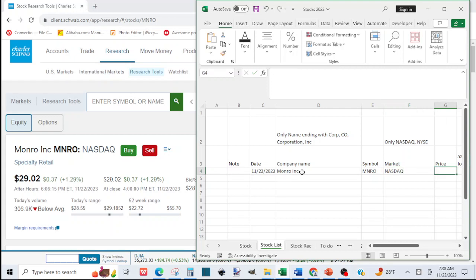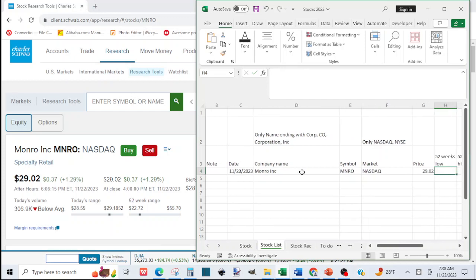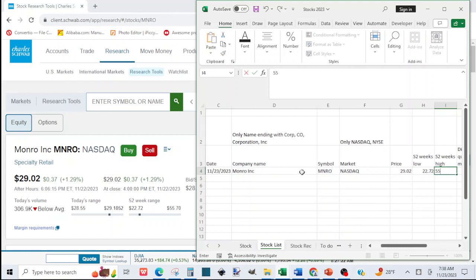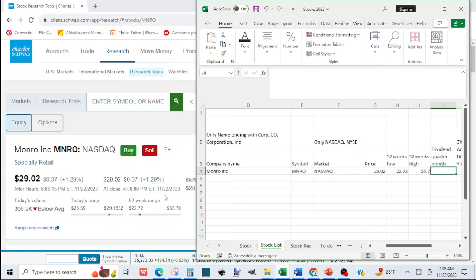And the price is 29.02. And the 52 weeks low is 22.72. The 52 weeks high is 57.70. And that information is on it. So you look at the market, it passed your market criteria. It has the price it is selling at, it has the 52 weeks low and the 52 weeks high.